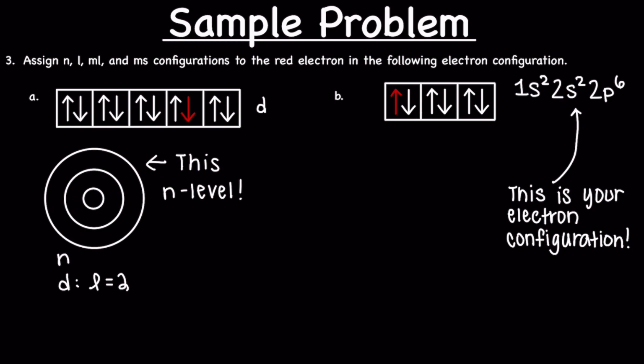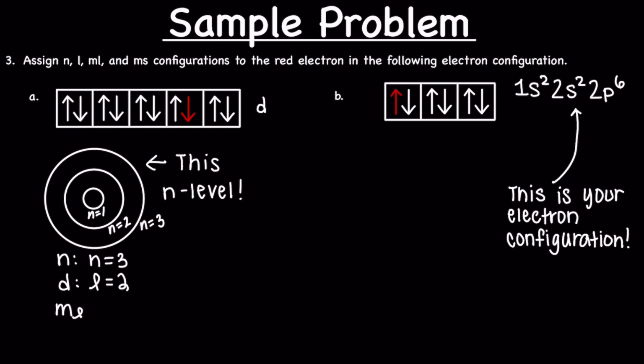For n values, we are being told that it's on this third circle. When it comes to n values, circle 1 is n equals 1, circle 2 is n equals 2, and circle 3 is n equals 3. So n is equal to 3.